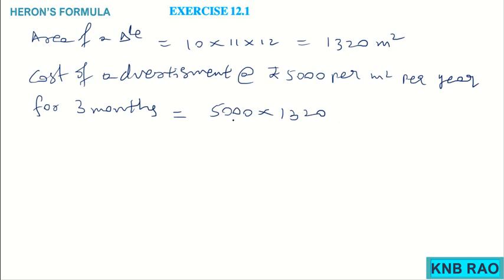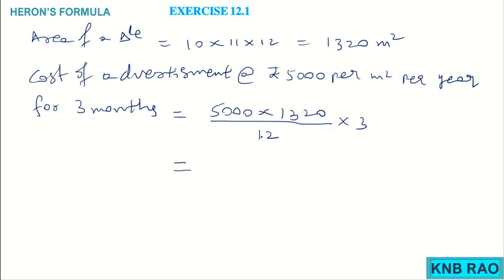But it is not for 1 year. For 1 month, if I divide it by 12, I'll get for 1 month. Into 3 if I do, I'll get for 3 months. You know, unitary method, I'm just doing very simple unitary method. So 1320 by 12 into 3 gives for 3 months.